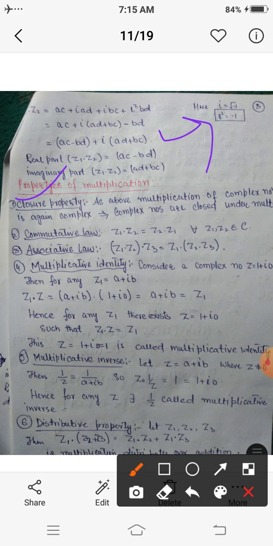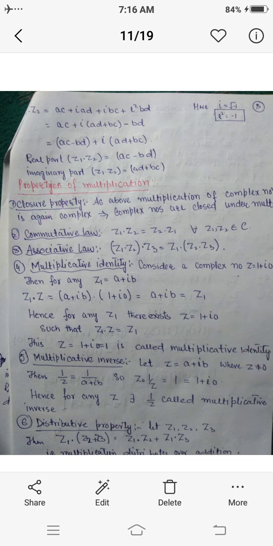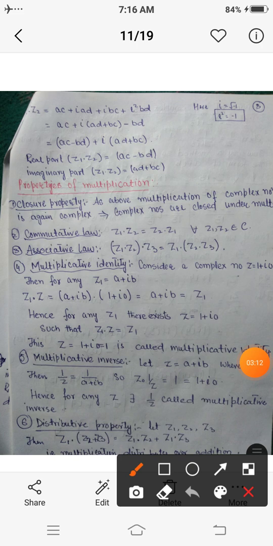Now the commutative property or the commutative law. You know that z1 into z2 is ac minus bd plus iota ad plus bc. In the same way you can prove that z2 into z1 is ac minus bd plus iota ad plus bc, because the product of two complex numbers is commutative. That is, if we have two numbers a and b, then a into b equals b into a. This is called the commutative law.